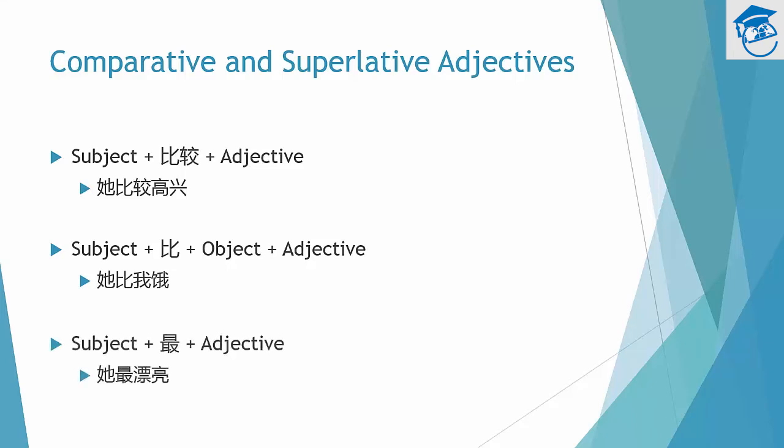Finally, this is very simple. Subject, 最, adjective, it's for superlative adjectives. Okay, so this is very much like another type of degree for adjectives. To say she is the prettiest, you can just say 她最漂亮.